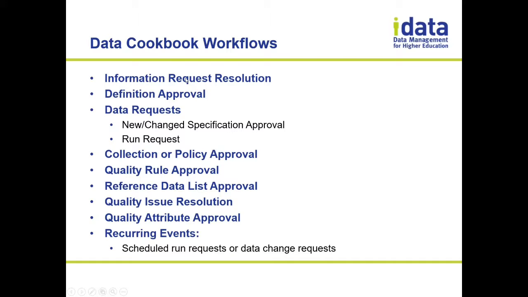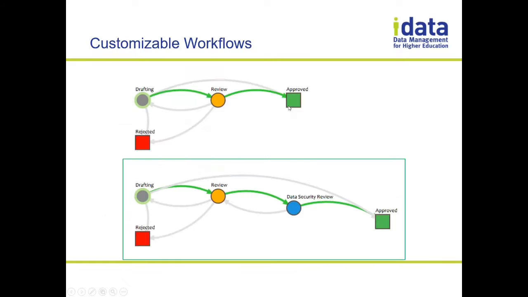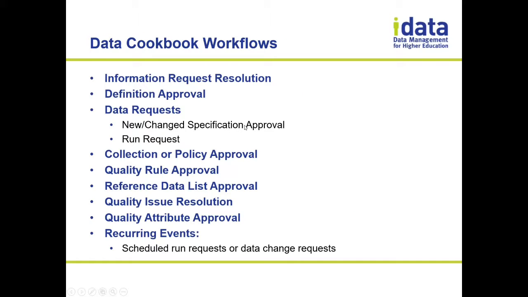We've got workflows built into the cookbook for information request resolution, for definition approval, for data requests, either new or change specification approval. We're dealing with now what we call a run request, collection or policy approval, quality rule. So there's a bunch of different types of workflows that you can customize for pulling in governance or appropriate stakeholders to review based on the action that you're taking in the cookbook.